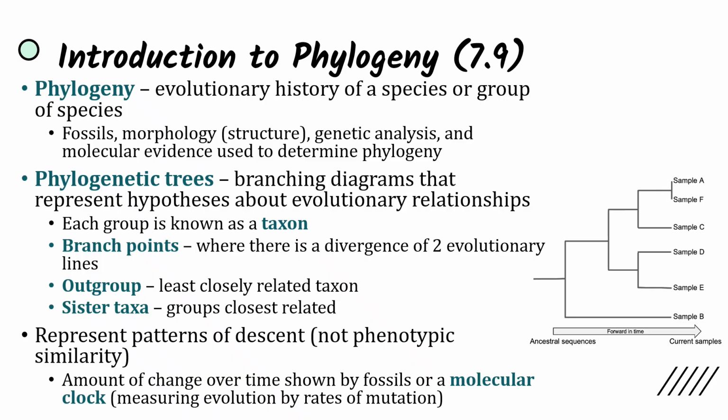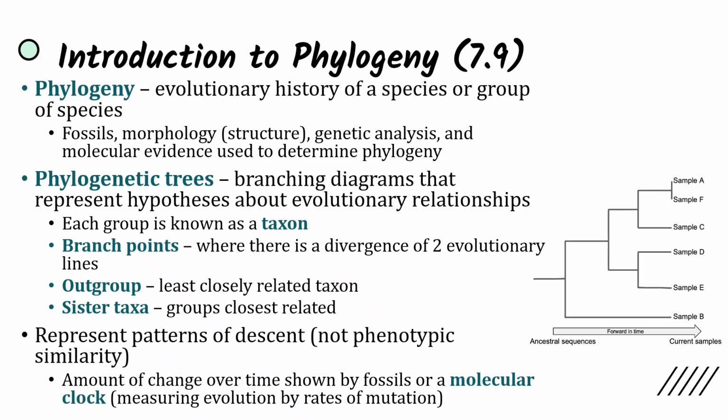Now we're going to discuss phylogeny, which is the evolutionary history of a species or group of species. So showing how one evolved from the other and relative age, so age in relation to one another. Maybe not a specific time at which each species evolved, but relatively to one another when this happened. And we can see this through fossil evidence, through morphology like homologous structures, genetic analysis, and molecular evidence.